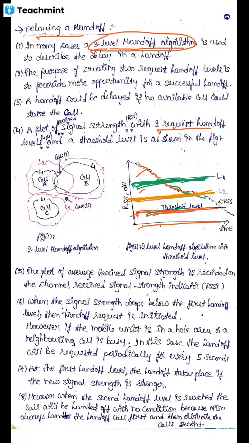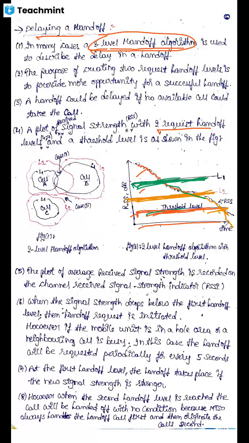Suppose in this case also there is no availability of cells. Then what will it do? The signal gradually drops to the threshold level. At this threshold level also there is no availability of cells. Then the signal gradually drops again, and finally the signal is disconnected. Clear? This is what we study in delaying a handoff.